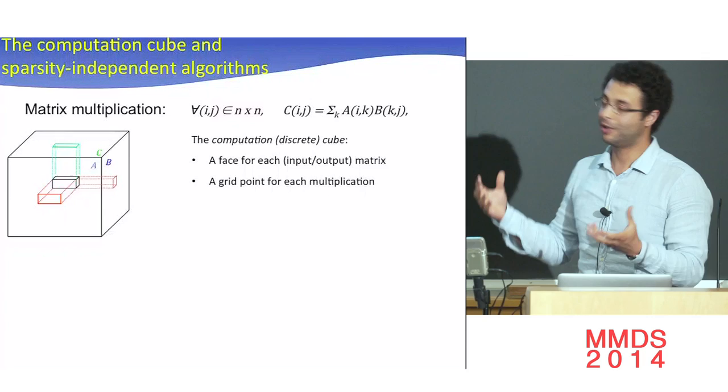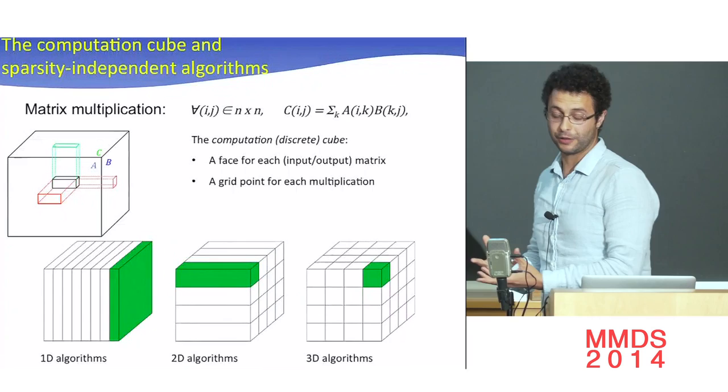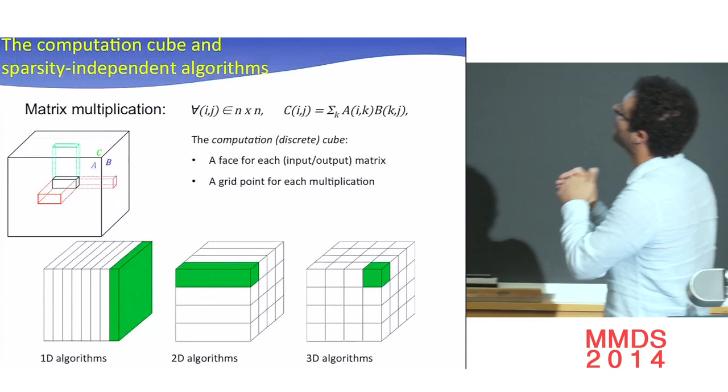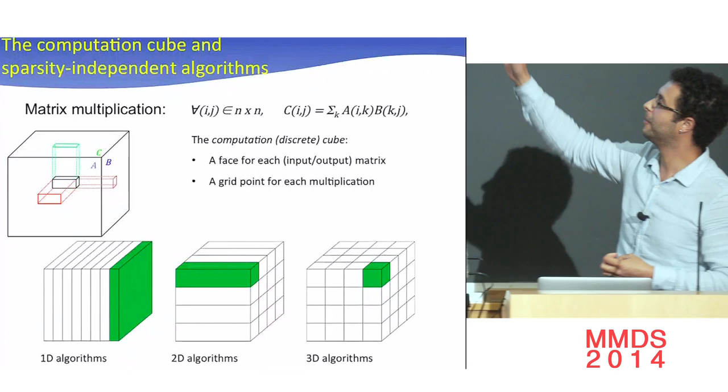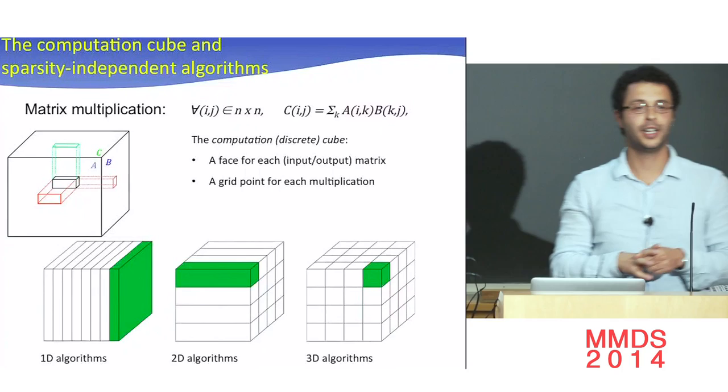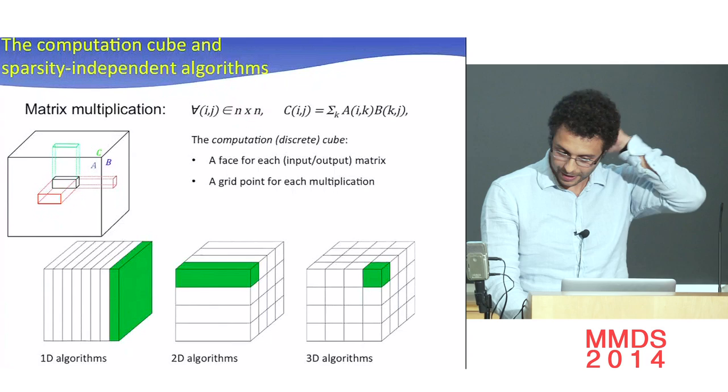There are different kinds of algorithms in parallel you can do, and the nicest description we could come up with to categorize them is how you parse up this cube. If you parse this cube in terms of panels, it's a one-dimensional algorithm. If you parse them in pencils, it's a two-dimensional algorithm. If you do little cube by little cube, it's a 3D algorithm. You will need to read the paper to actually understand what I'm talking about a little bit. But how about sparse algorithms? We know all of this. This is for dense stuff.